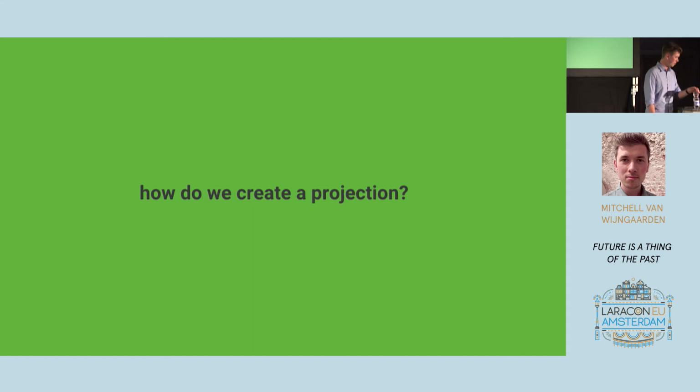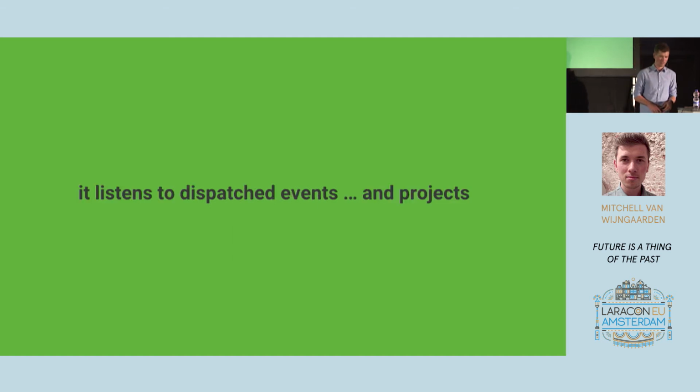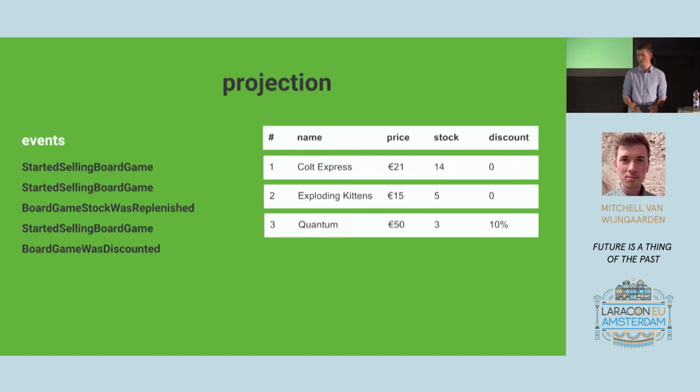So how do we create a projection? Well, we use a projector. How clever! A projector is actually just exactly like an event listener, but then it does stuff as well. It listens to all of these incoming events, and then it projects the information that it gets somewhere.